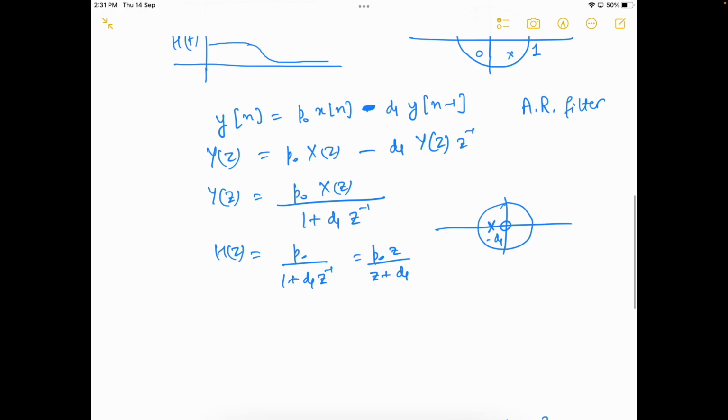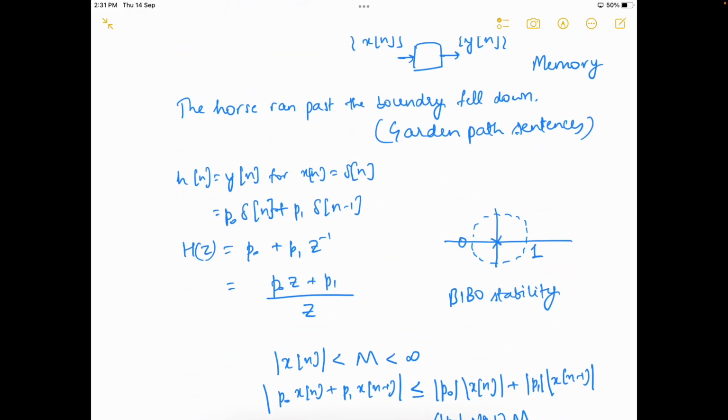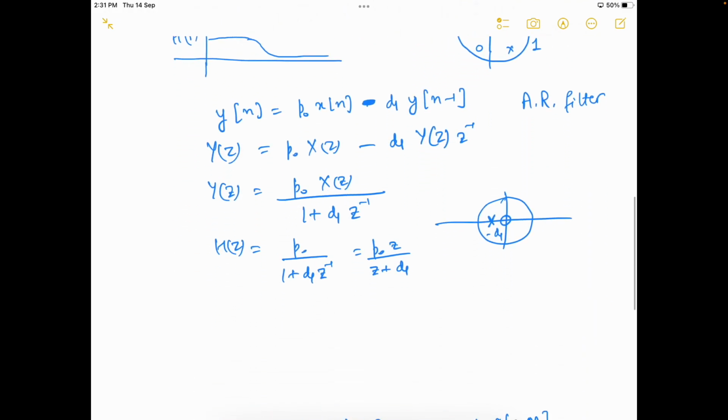Okay, so what do you find here? In the previous case, in the moving average kind of filter, you could have your poles only at 0. No matter how many terms you add here, p naught plus p1 z inverse plus p2 z to the power minus 2, and so on and so forth, your poles will always be at 0 only. To control the poles, you have to add an autoregressive component. By adding autoregressive components, now you can place your poles anywhere. So that's the catch.